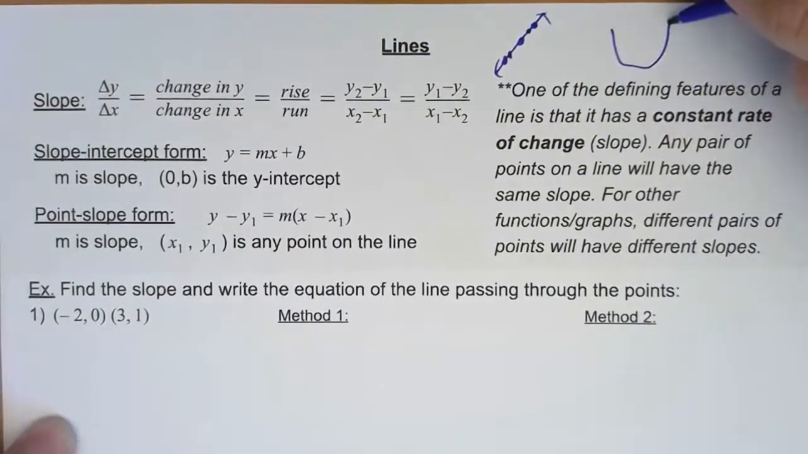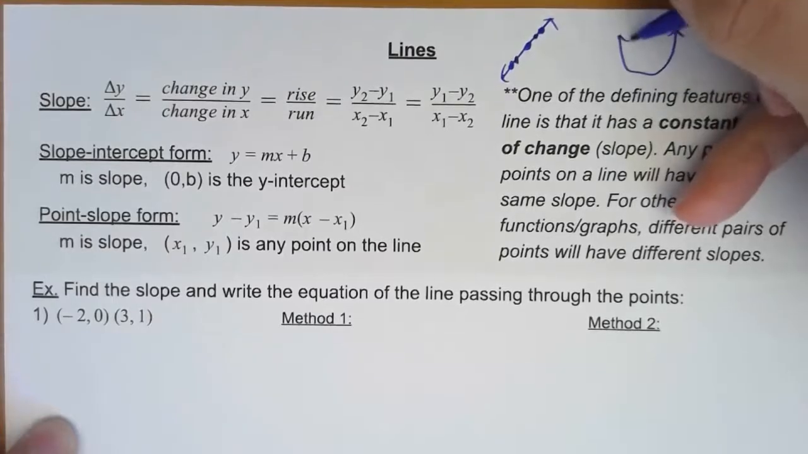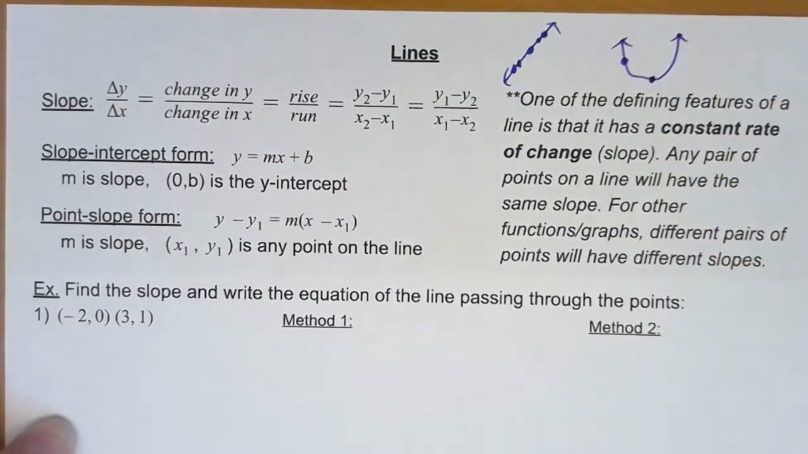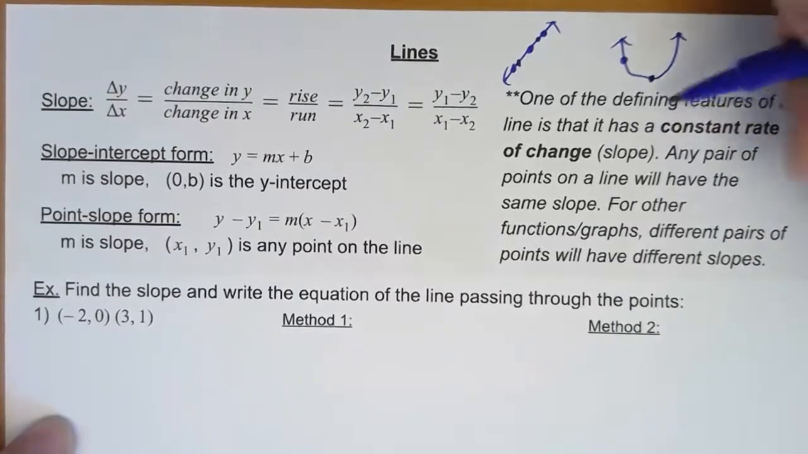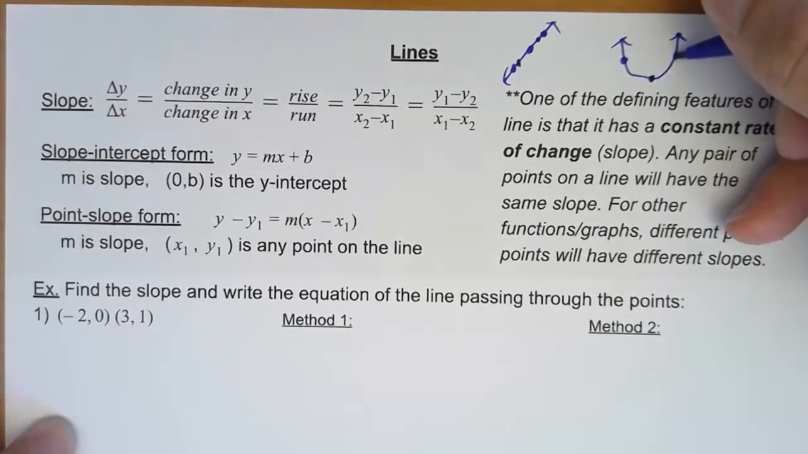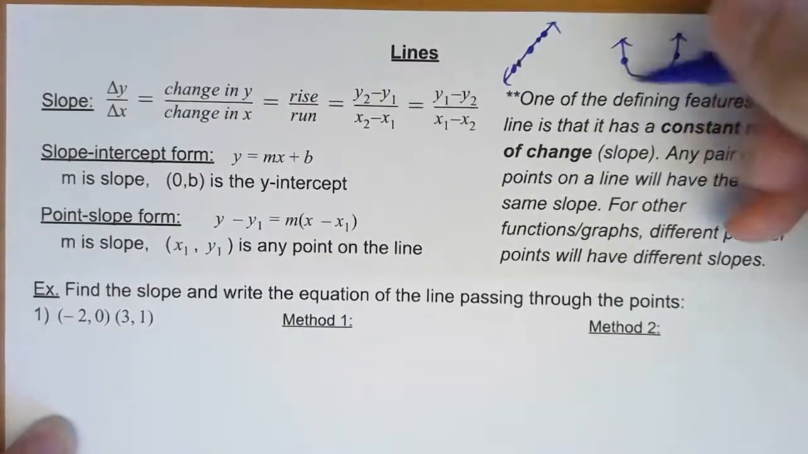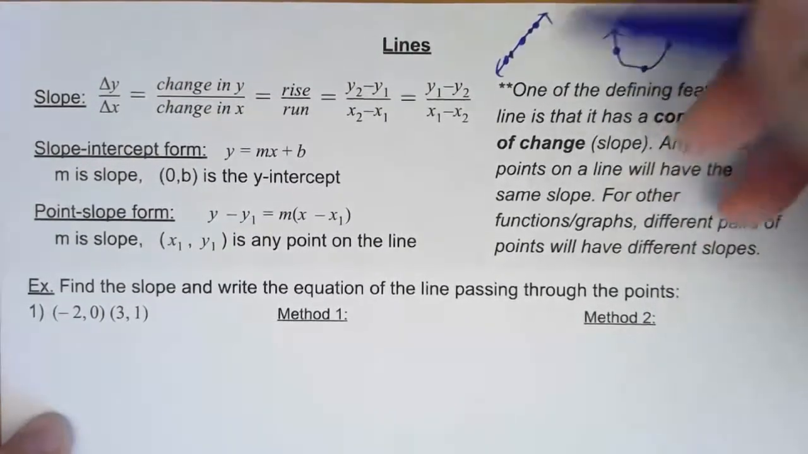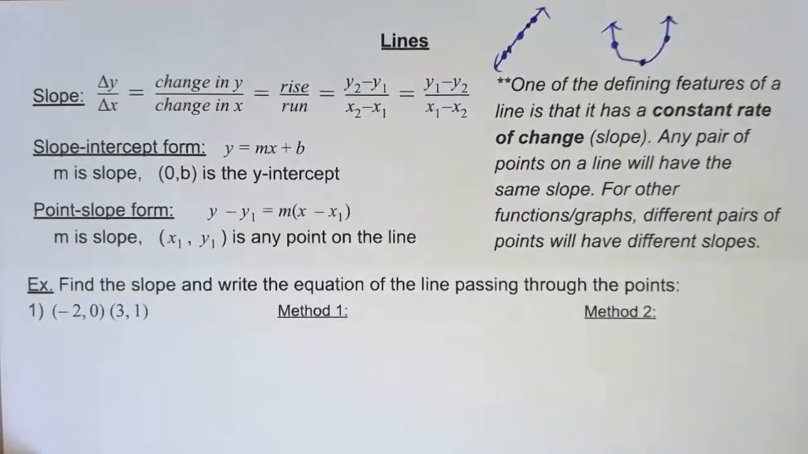If you look at another type of function or graph, if I find the slope between those 2 points on that parabola, that'll be a negative slope. But if, say, I look at those 2 points, that'll be a positive slope. Or between those 2 points, that'll be about a slope of 0. A parabola has a changing slope, so does every other function. But a line has a constant rate of change.